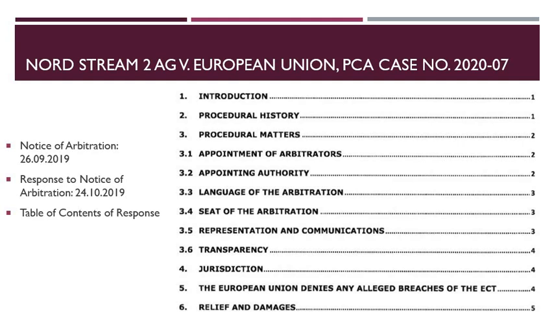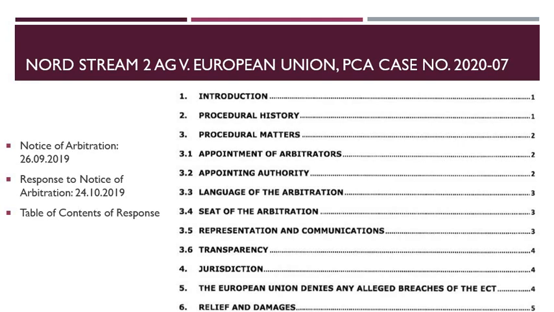Look at the structure of the reply. Broadly, the structure is like this. The response starts off with an introduction, then it recounts the procedural history, then moves on to procedural matters such as appointment of arbitrators, appointing authority, seat of arbitration, etc. The fourth part is jurisdiction, which is a prelude to the jurisdictional defenses that the EU would take. The fifth part is the denial of breach of the Energy Charter Treaty or of the rights of the claimant. The sixth part relates to relief and damages. From the table of contents, we are able to understand the main contents of the reply.